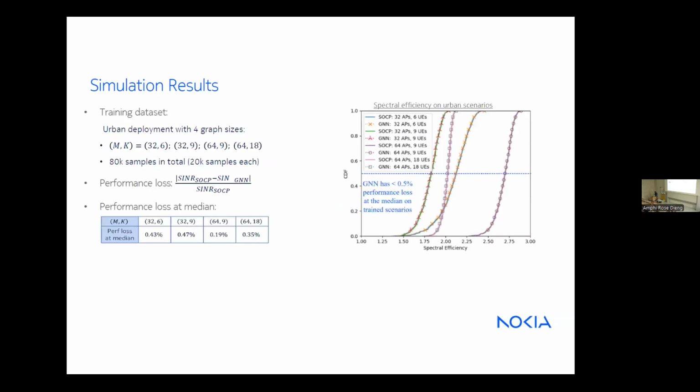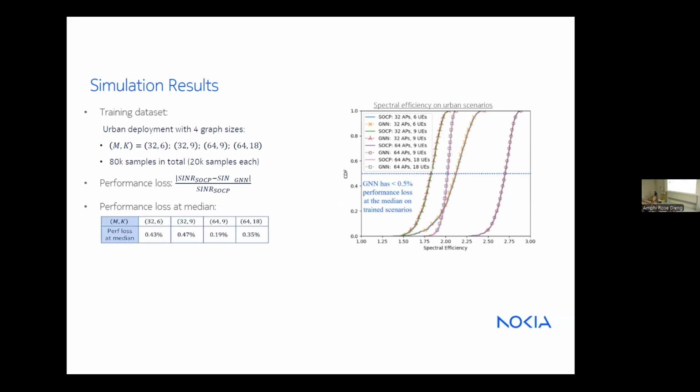So this is the description of our training data set. We follow a 3GPP path loss model for urban macro deployment, and we use these 4 graph sizes. M is the number of access points, K is the number of users. This is the canonical assumption for cell-free massive MIMO, that you need to have this kind of setup.